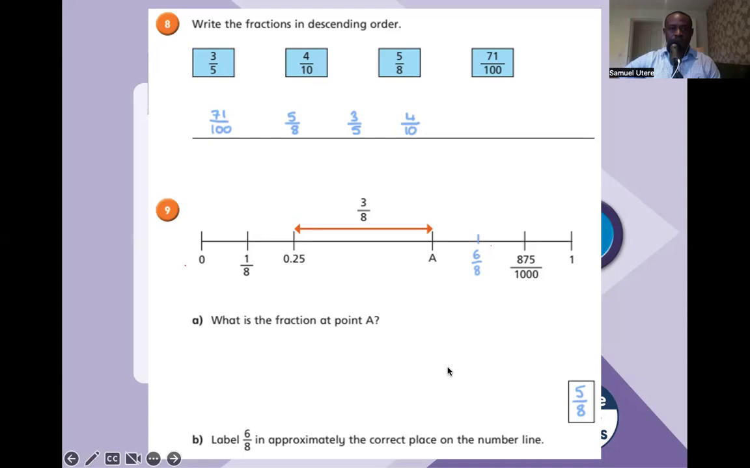So let me write what I said just now. So this is 2/8 because we know this is 0.125. And then this here is 0.25, which is 2/8. All right. So 2/8 plus 3/8 will be 5/8. Okay. Let's move on.